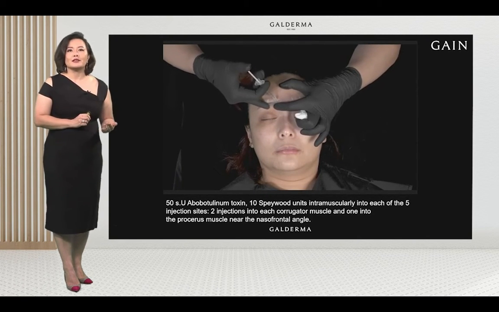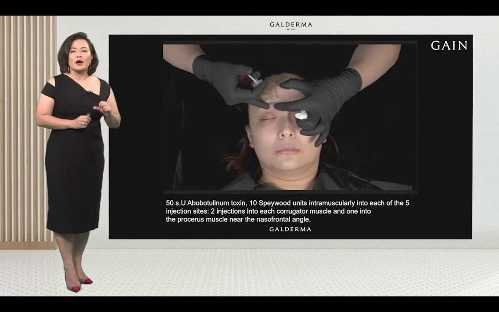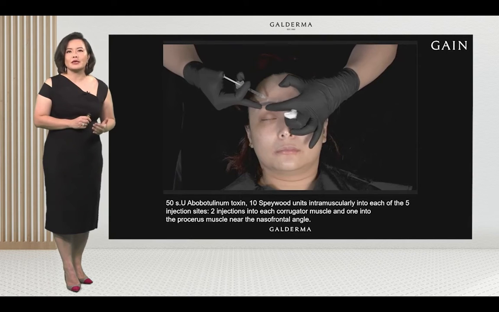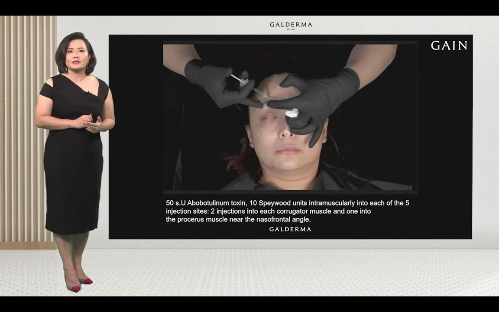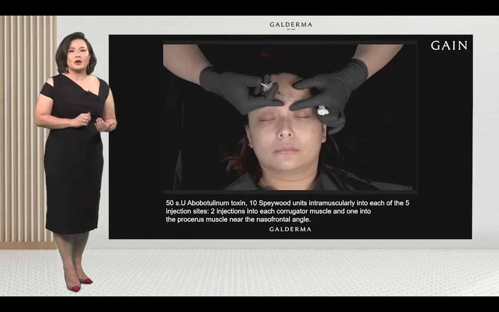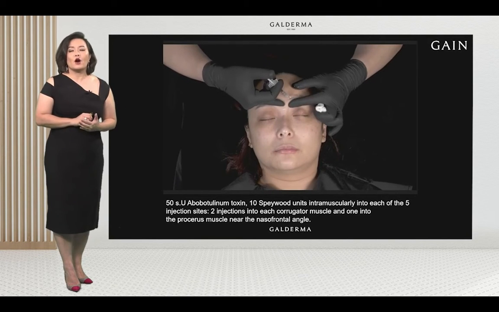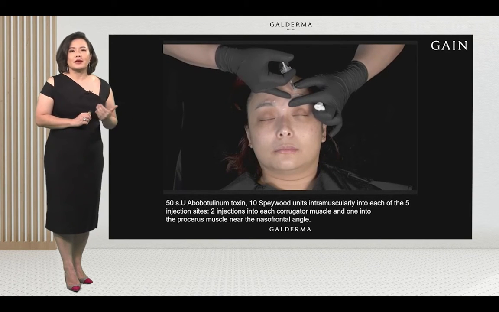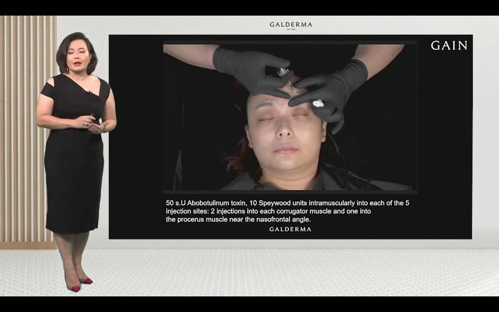Now, what I usually like to do is keep my thumb right below the eyebrow to minimize the chance of any product going into the levator muscle. Again, medially, the injection should be deep, and laterally, the injection should be more superficial, following the anatomy of the corrugator muscle. Whereas over the procerus, the injection should be deep, right on top of the bone.